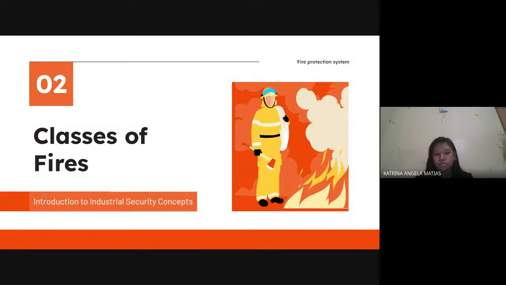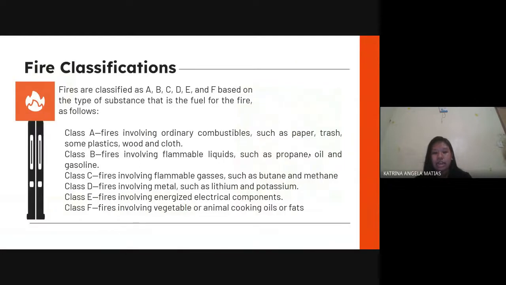Now let's proceed with the classes of fires. There are a total of 6 classes of fire which are called Class A, Class B, Class C, Class D, Class E, and Class F. So let's start with Class A.